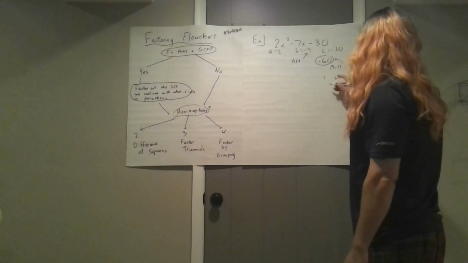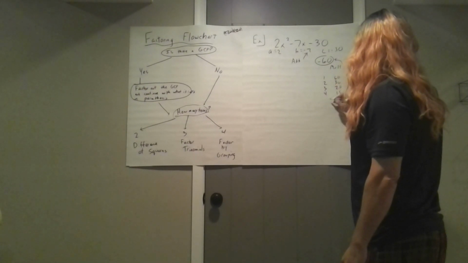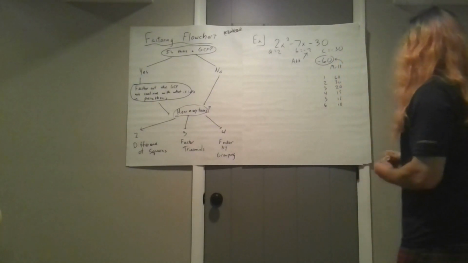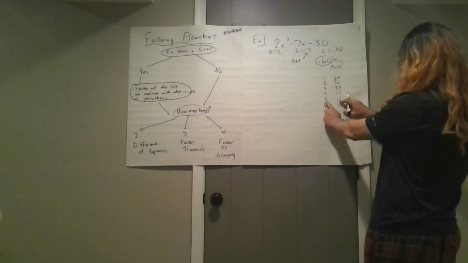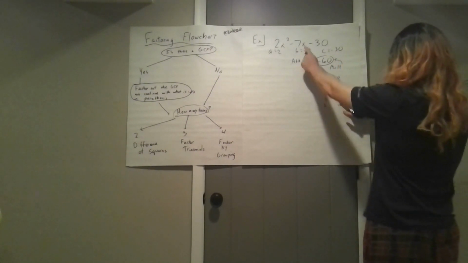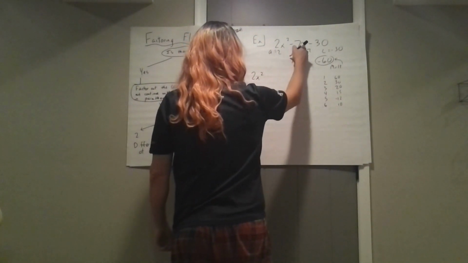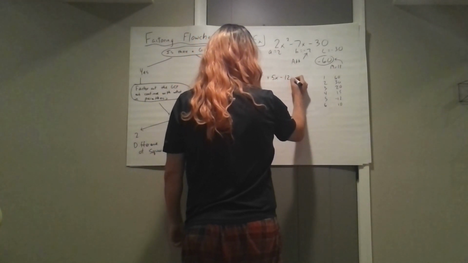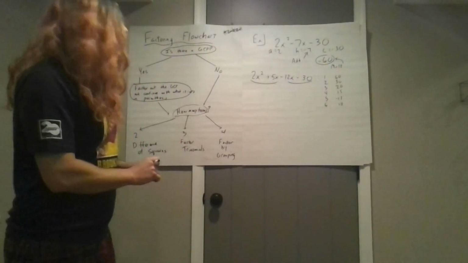All right, 1 and 60, 2 and 30, 3 and 20, 4 and 15, 5 and 12, 6 and 10, and I believe that to be it. The 5 and 12, you may notice, if I make the 12 negative, those do add to get negative 7. So let's break that up. I'm going to rewrite that negative 7x into a plus 5x and a minus 12x. And now I factor by grouping.